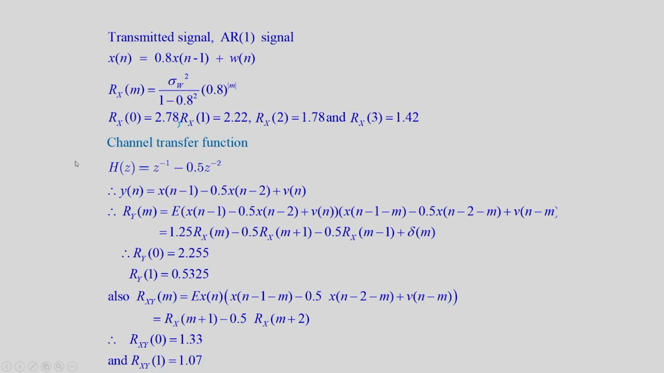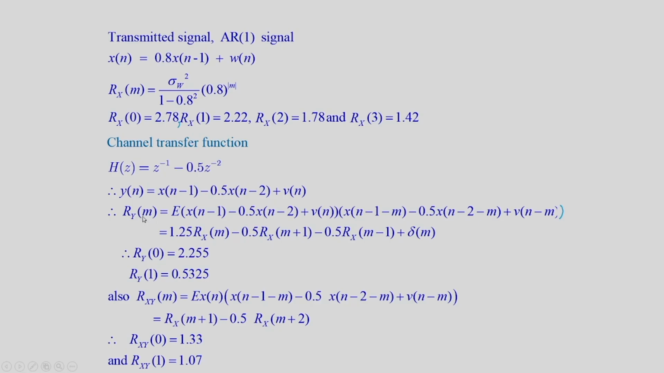Now, the channel transfer function is given by H(z) = z^-1 - 0.5 z^-2. This is an FIR filter. Therefore, we can write the output of this filter, that is, x[n] is passed through H(z). So, the output will be y[n] = x[n-1] - 0.5 x[n-2] + v[n]. So, this is the output of the FIR filter.